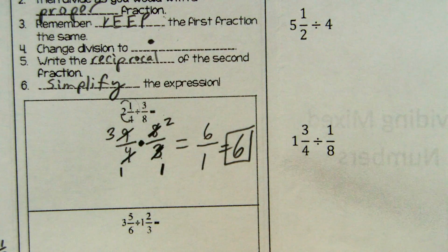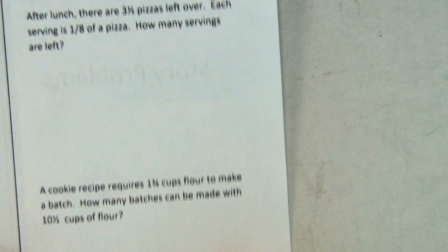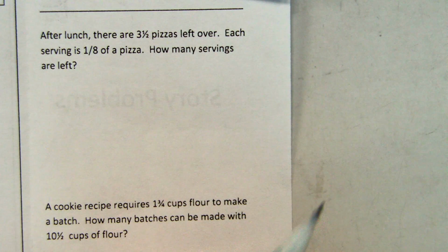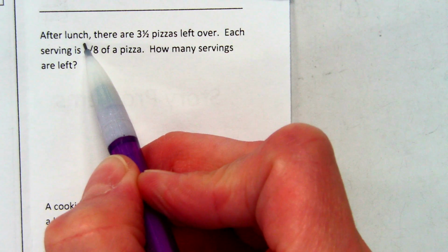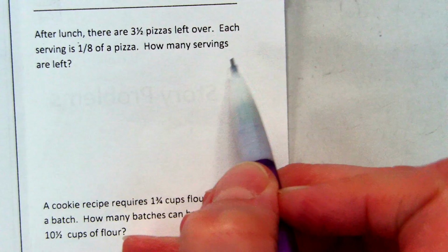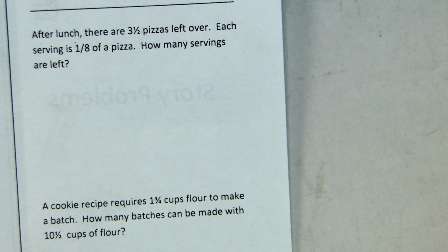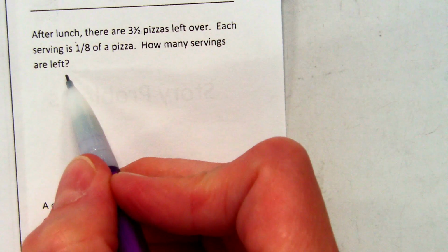Okay, so rather than do a whole bunch more of those and then do story problems, I'm going to skip down and do some story problems down at the bottom. We're not going to have time to do all of them, so I'm going to pick the ones that have mixed numbers, because the process is basically going to be the same. I'm going to go over here to the right-hand side where it says after lunch. Does everybody see where we're at? We're all good? Okay, so after lunch, there are 3.5 pizzas left over. Each serving is 1/8 of a pizza, which just means they cut the pizza into 8 pieces. How many servings are left?